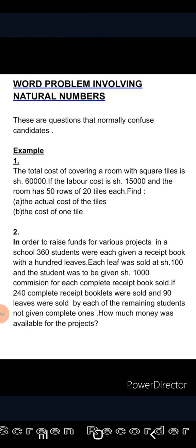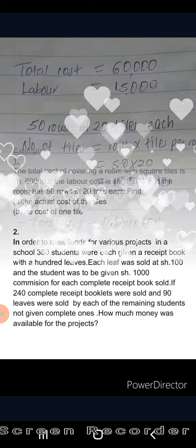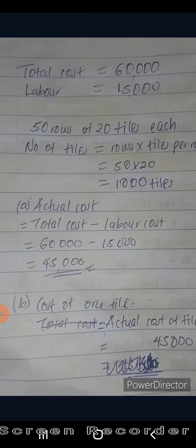Let us now study word problems involving natural numbers. These are questions which normally confuse candidates, and they are normally tested. So, first of all, let us study these questions below and know how to tackle the problems relating to natural numbers. So this is the first question of the word problem.